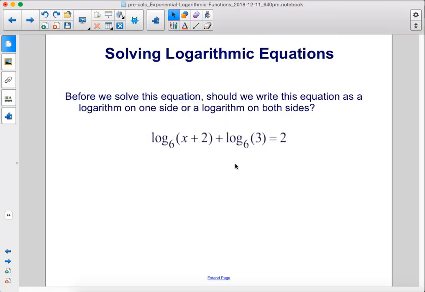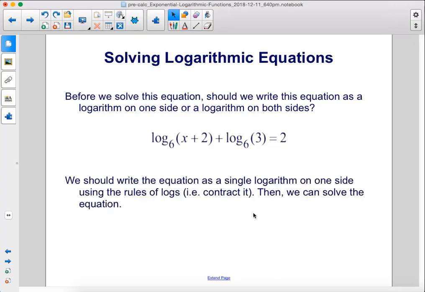Before we solve this equation, should we write this equation as a logarithm on one side or as a logarithm on both sides? We should write this equation as a single logarithm on one side using the rules of logs. We're going to contract it. Then we can solve the equation.